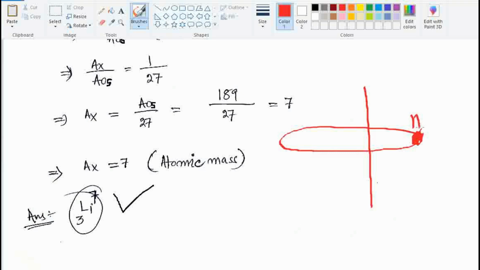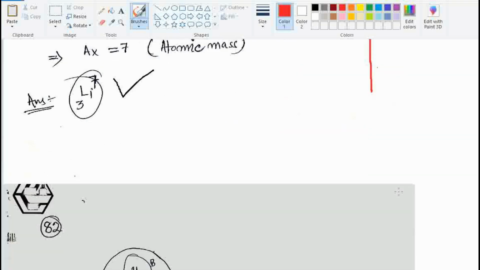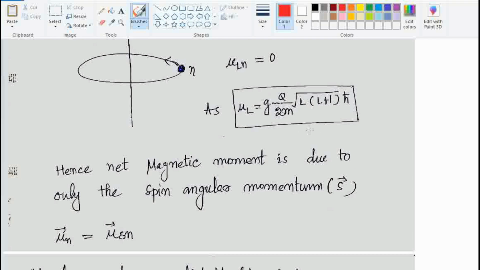There is no charge, because the magnetic moment for angular momentum is proportional to the charge q, and this q is 0 here. So the magnetic moment for orbital angular momentum is 0, but still there is a magnetic moment due to the spin angular momentum.